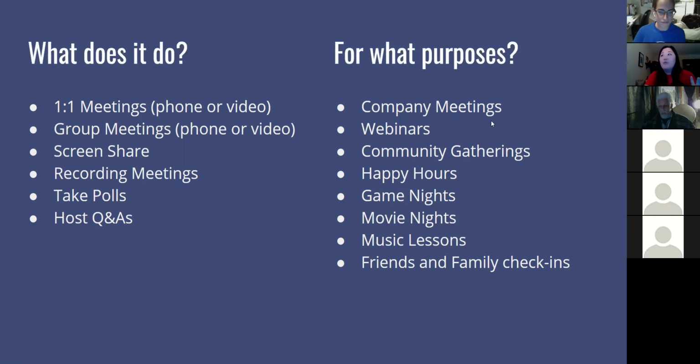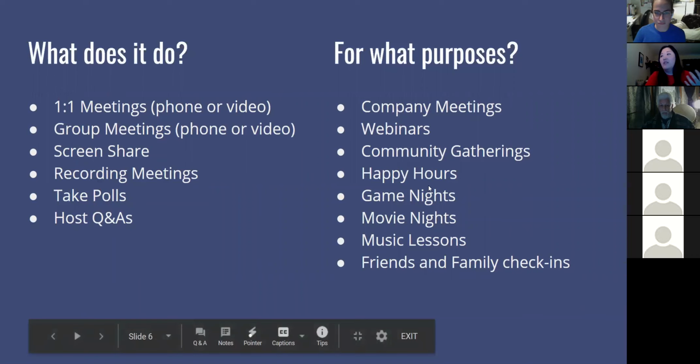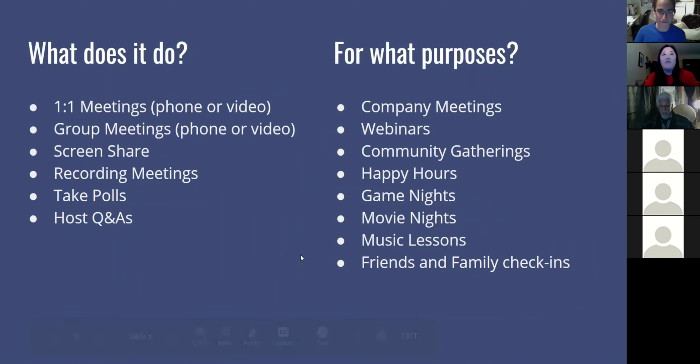And how do people use it? Meetings, of course, webinars like this situation, community gatherings is something that we've seen emerge a little bit more, as well as fun things like happy hours, family dinners. I have a Zoom family dinner with my family once a week, where I Zoom my family members from Hawaii and we get together and share a meal and look at each other's faces and tell each other about our week.